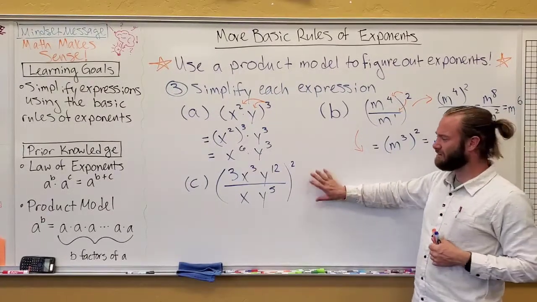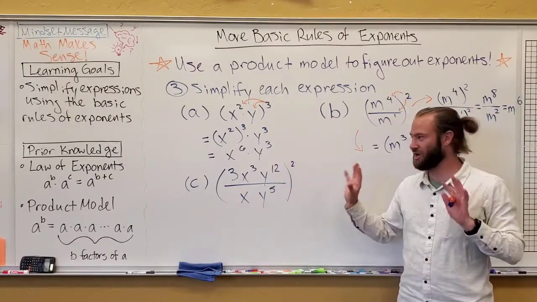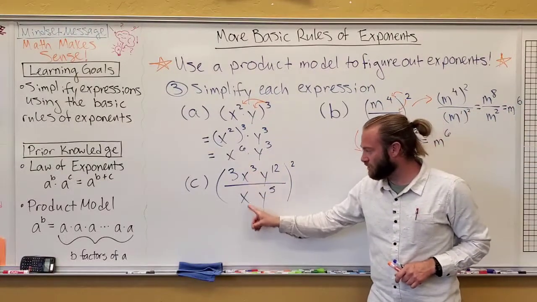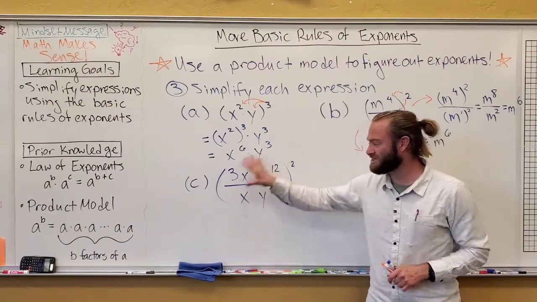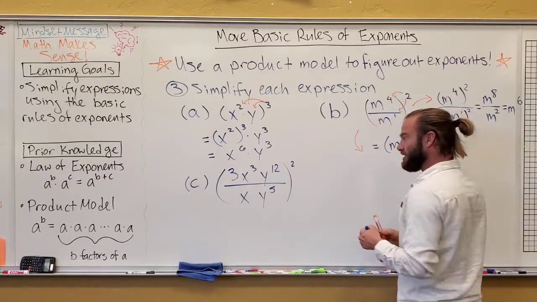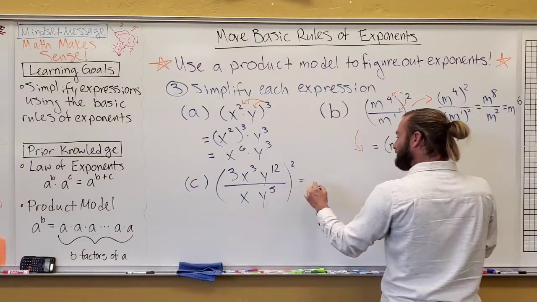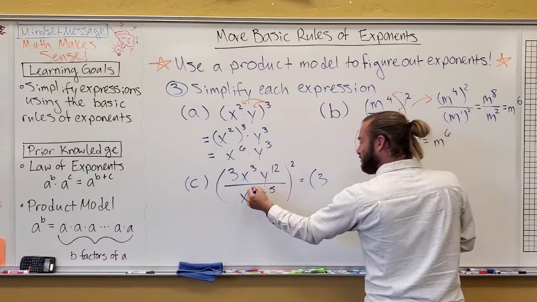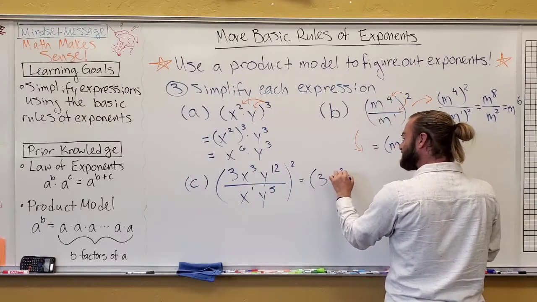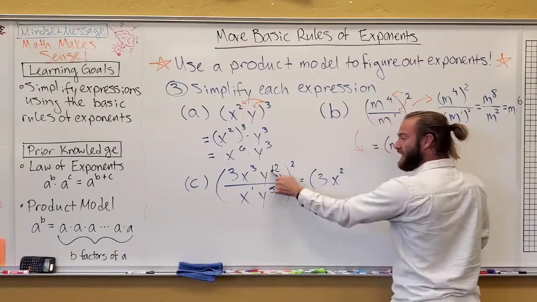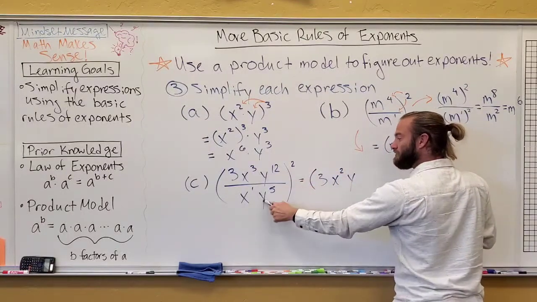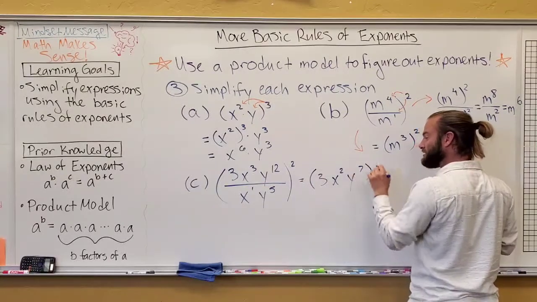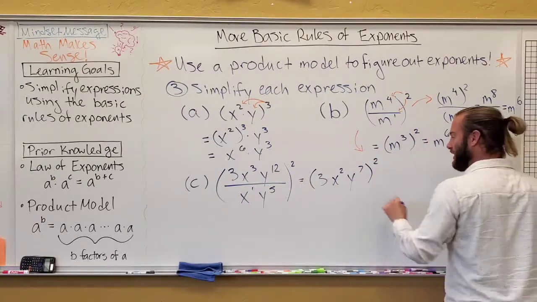And for part C, I think I'm going to do the same thing. This one actually, even though it looks really long and complex, is going to be very similar to what we did in B. And we can work with the x's and the y's. I think I'm going to do the inside first and then apply that squared later. So for this one, I'm going to deal with the inside and leave the 3 alone. And x cubed over x to the 1 becomes x squared. We can subtract these. And then same with the y's. Y to the 12th over y to the 5th becomes y to the 7th, again, because we subtracted the exponents. And then that's squared.